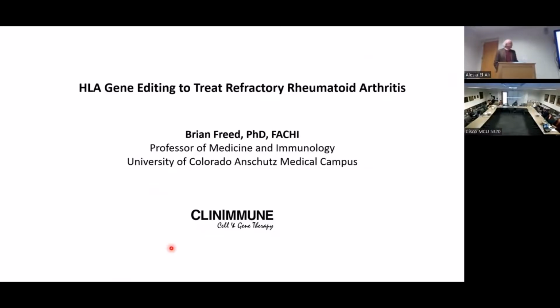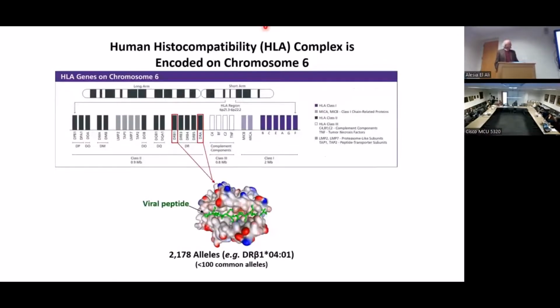So this is, of course, a very experimental system that we've been launching over the past 10 years. And so very happy to present this to you and get your feedback on this. But this is the HLA locus. It's on the short arm of chromosome 6.